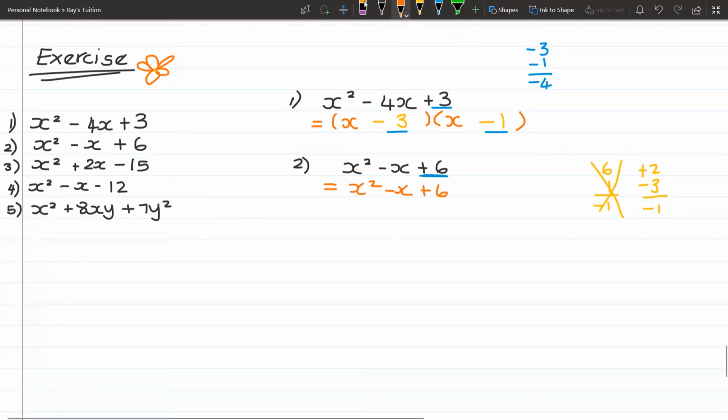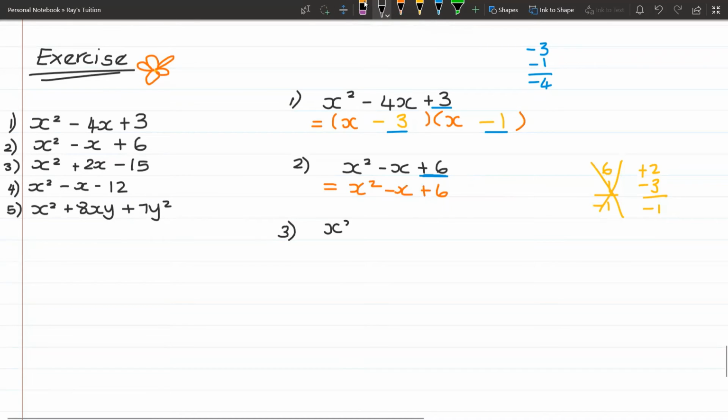What is important is that you realize that first of all, it's a trial and error method. So sometimes you have to try more than one factor. And then also to do that check, because without that check, you might write down the wrong factors. So let us move on to the next one.